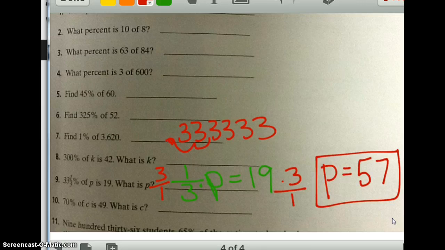So 0.333333333 times P equals 19. So you would divide it out, and let's see. If you did 19 divided by 0.3333333, you'd get 57.00000 something. I hit a wrong button. 57.00000 something. So we could just come up with 57, which would be good enough on that.